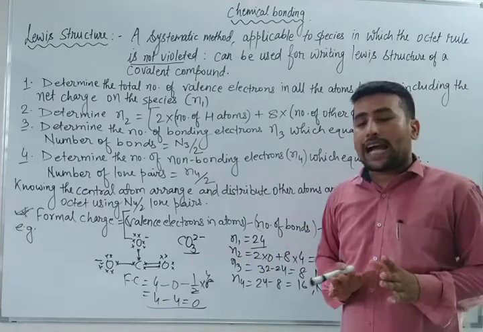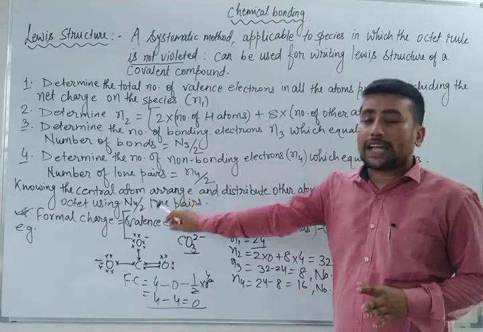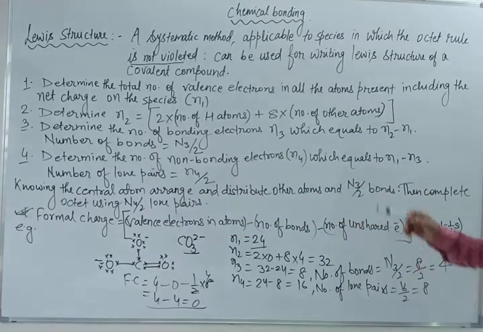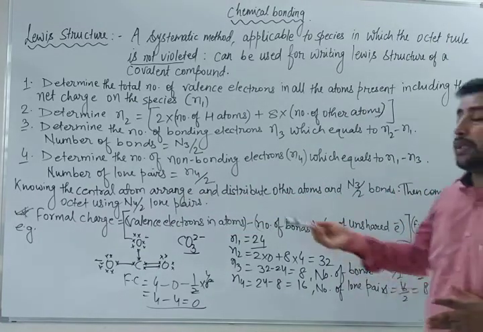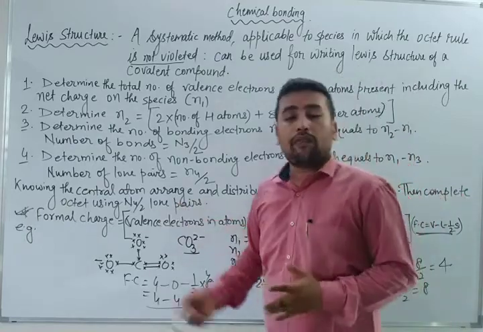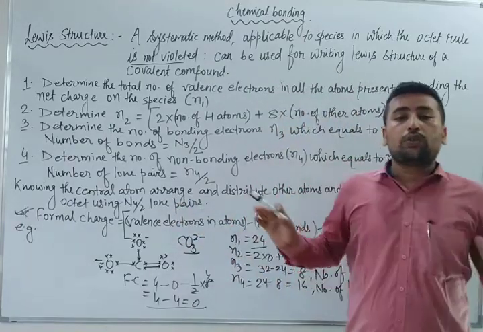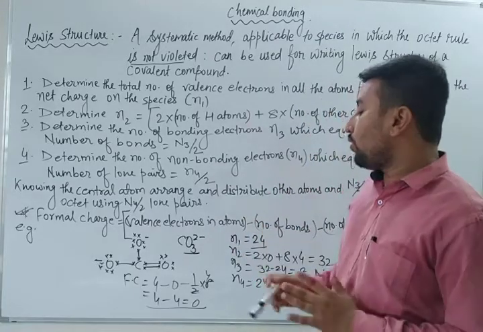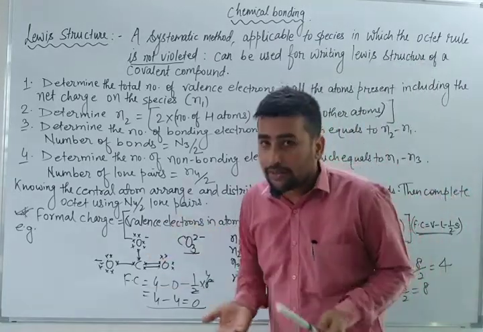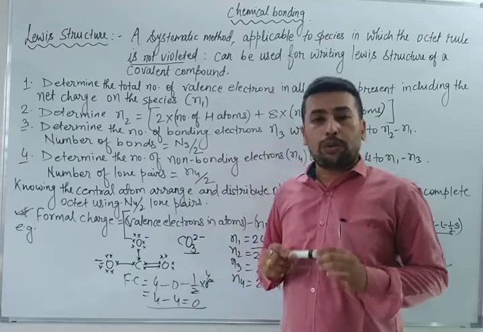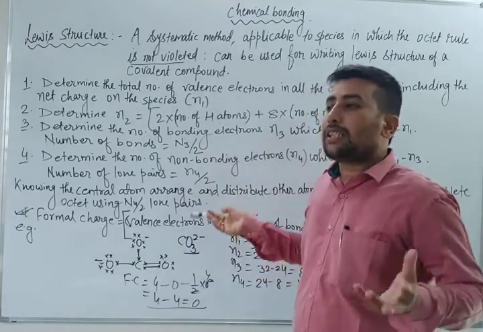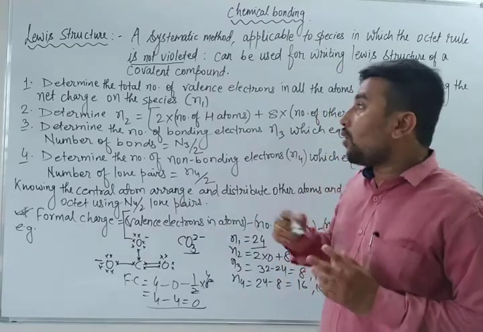How to arrange the atoms, how to draw the diagram, knowing the central atom, arrange and distribute the other atoms, and N3 by 2 gives bonds, then complete the octet rule, or using N4 by 2 gives lone pairs. So by this way we can rearrange the atoms and draw the number of bonds with the central atom. This is the way we draw the number of other atoms in comparison to the central atom. I hope all of you understand.